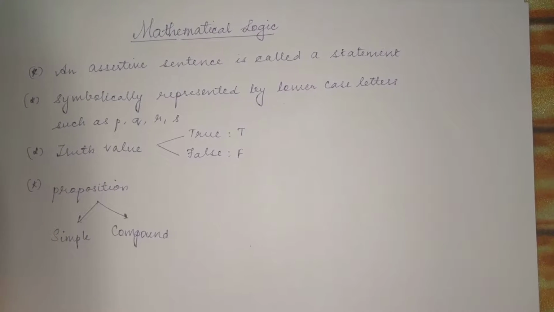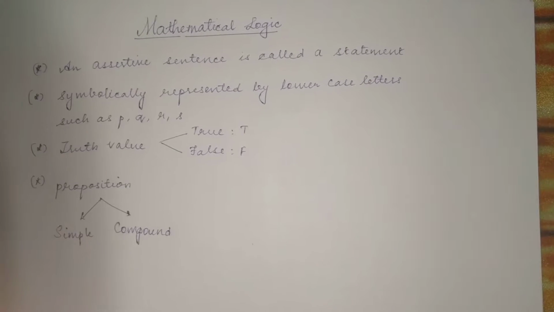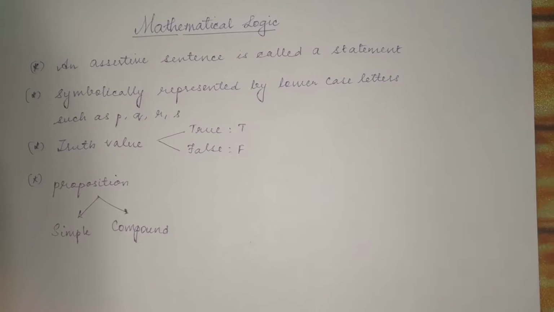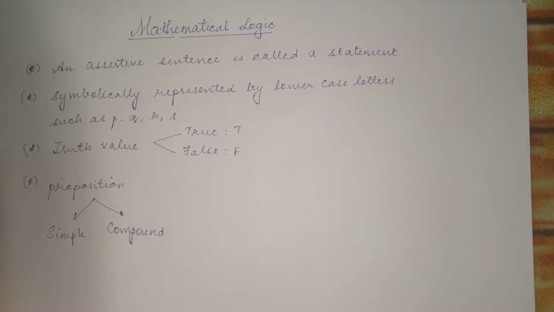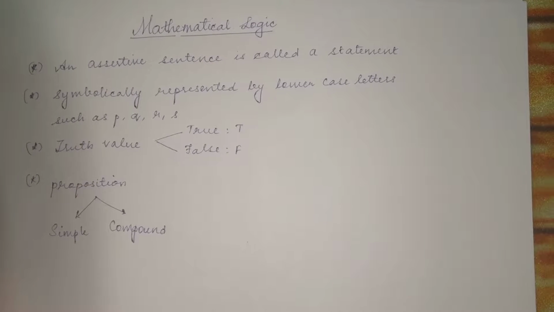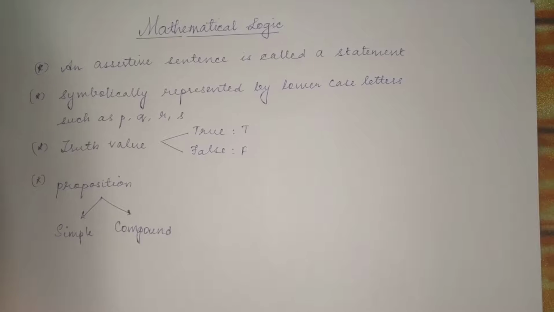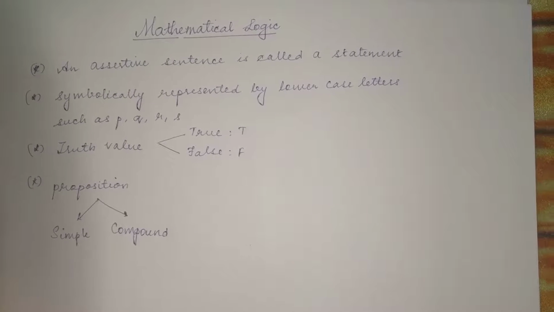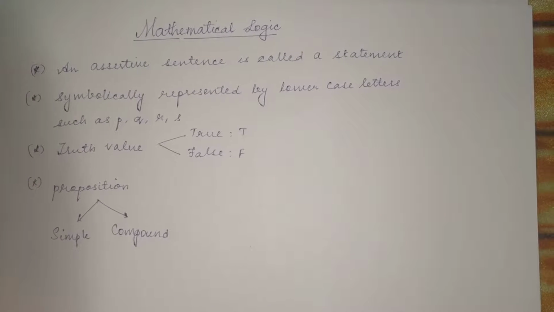Mathematical logic is a very simple and interesting topic which helps us to determine whether or not a given statement or a group of statements hold true or false under given conditions. First, we need to understand what is a statement. An assertive sentence is called a statement.